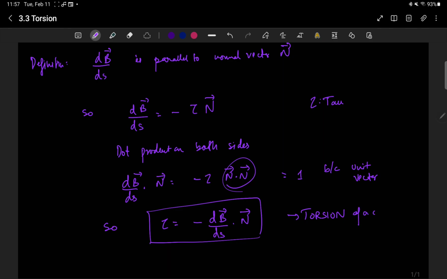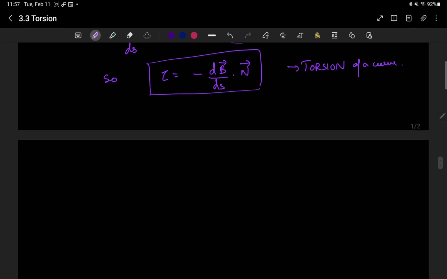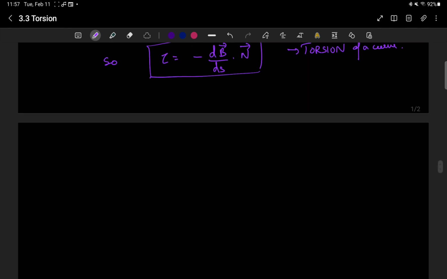This is the torsion of a curve. Now, just as we did with curvature, we had a dT over ds definition, but that was not entirely readily applicable. So we have a better result, a more easily applicable result. We'll use a similar derivation to the one for curvature.